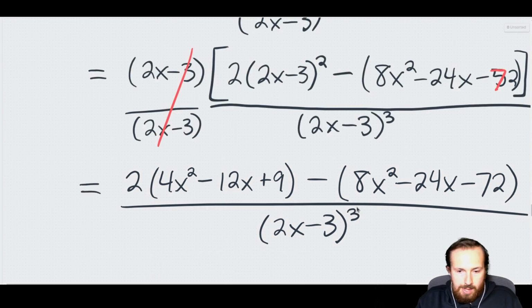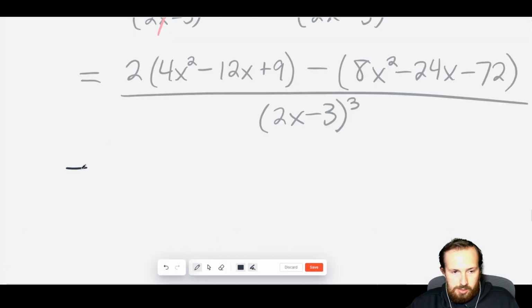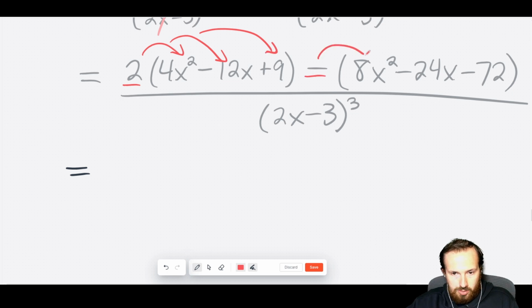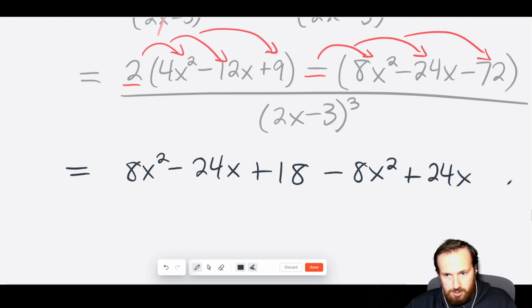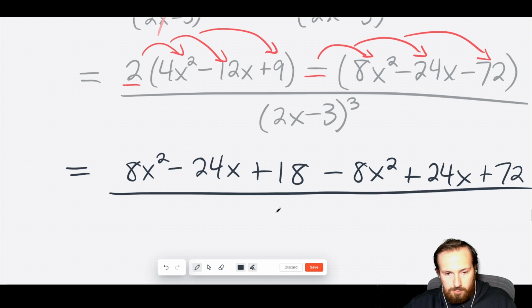So that's good. And if we keep making progress here, first off, I'm going to distribute the 2 through to each term here. And then I'm going to distribute the negative 1, which you can imagine out front. I'll distribute that through. We need to do that to drop the parentheses so we can combine like terms. So this will be 8x squared minus 24x plus 18 minus 8x squared plus 24x, negative times negative, plus 72, all over 2x minus 3 cubed.